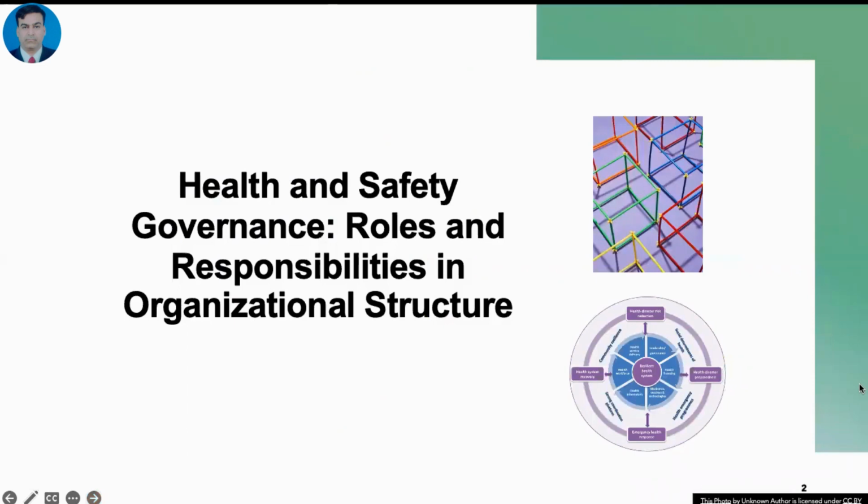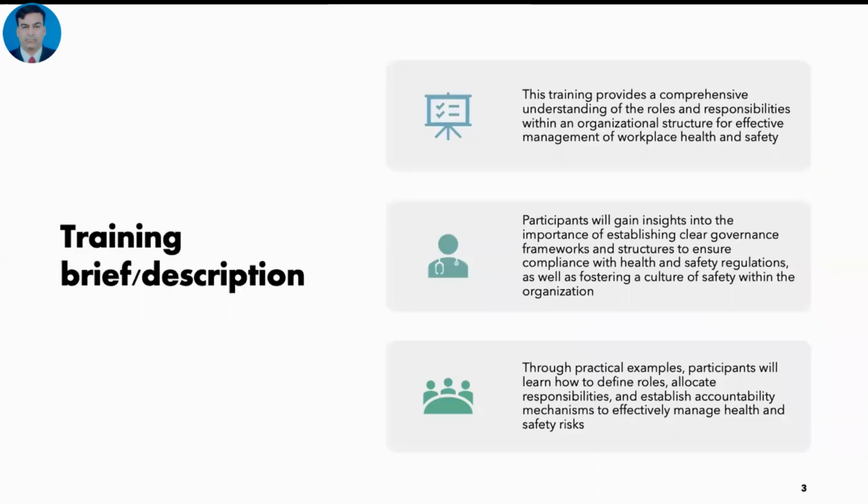The title for today's training is Health and Safety Governance, Roles and Responsibilities in Organizational Structure. The training brief of this lecture is, first, this training provides a comprehensive understanding of the roles and responsibilities within an organizational structure for effective management of workplace health and safety.